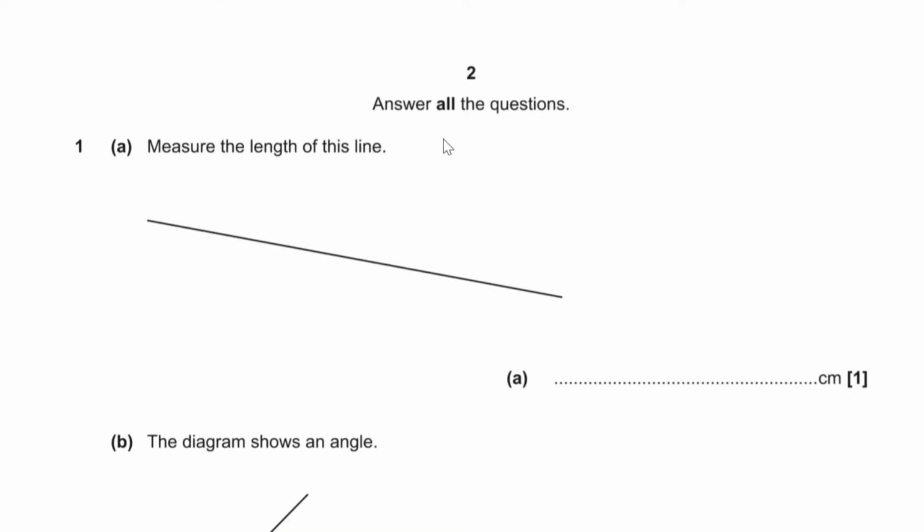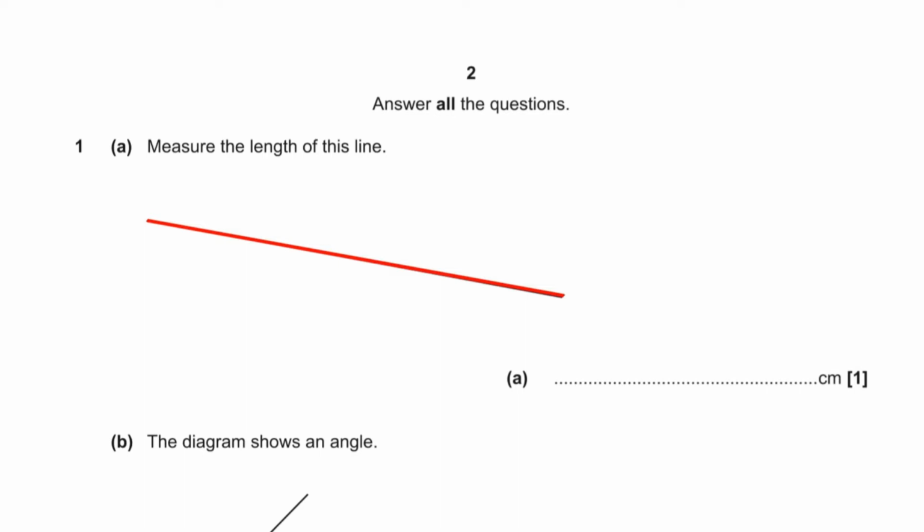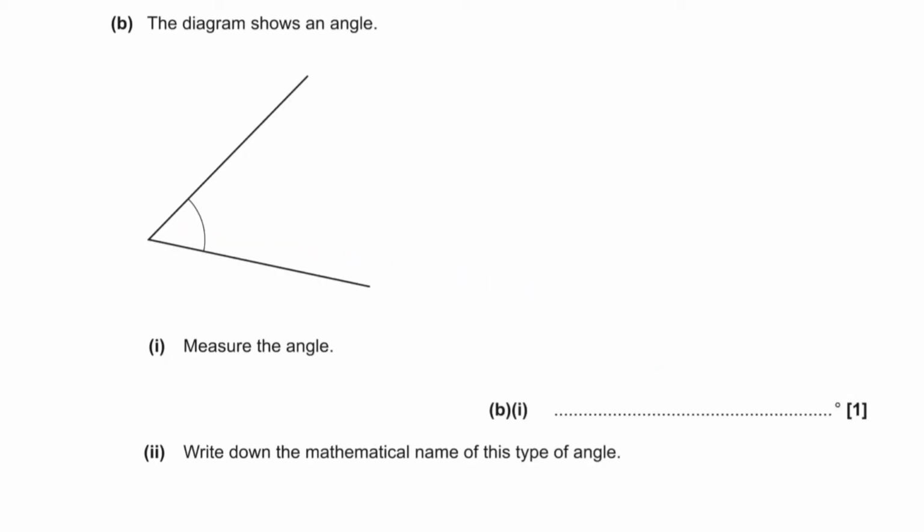Question number 1. For part A, we have to measure the length of this line. If we measure the length of this line, we've got 1, 2, 3, 4, 5, 6, 7, 8, 9.2. We have 9.2 centimeters.